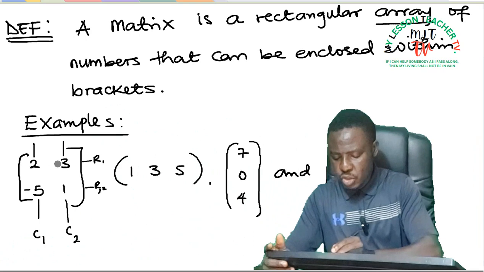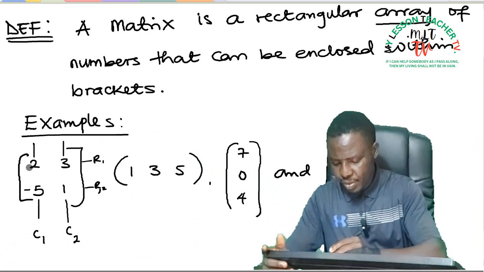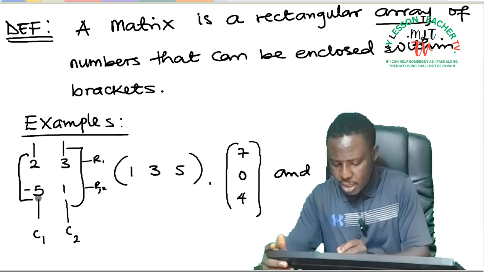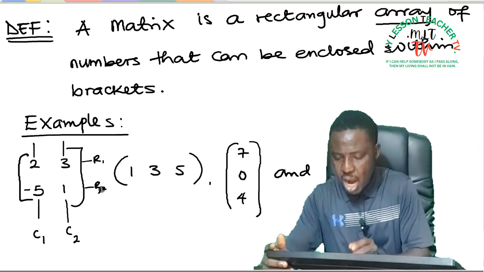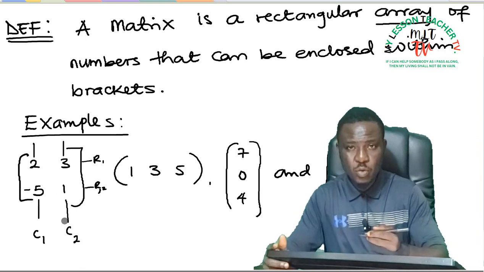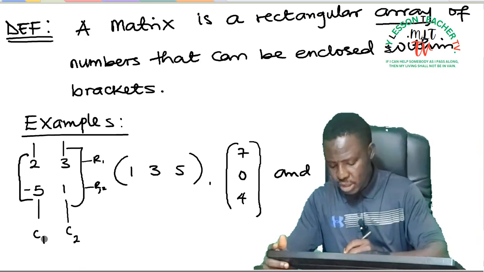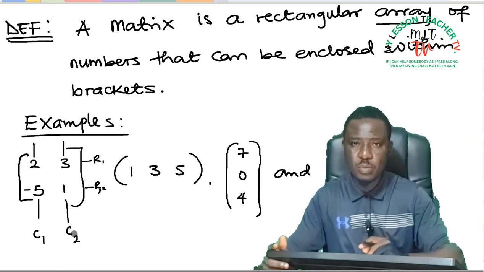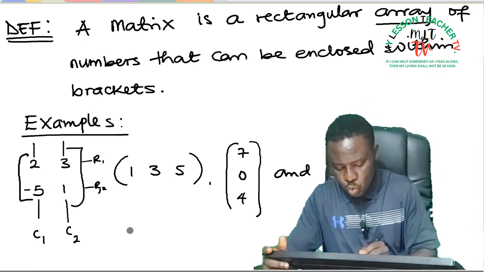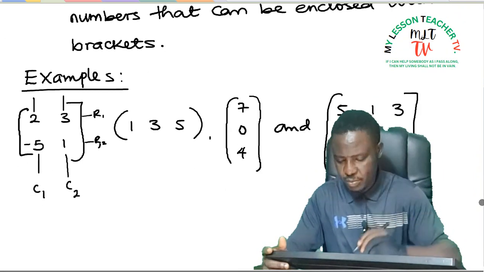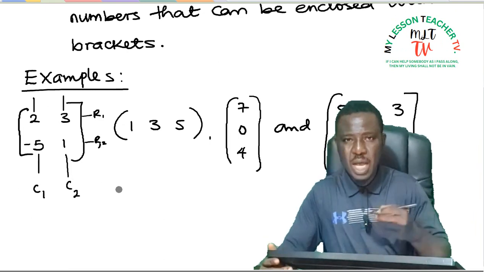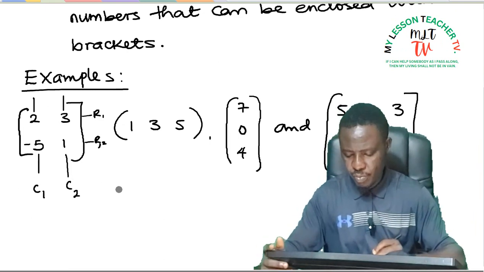Numbers that are arranged horizontally are said to be in rows. So this is row 1, and this is our row 2. While numbers that are arranged in the vertical plane are said to be in columns. So this is column 1 and column 2. So we refer to this as a 2 by 2 matrix, because it has 2 rows and 2 columns.